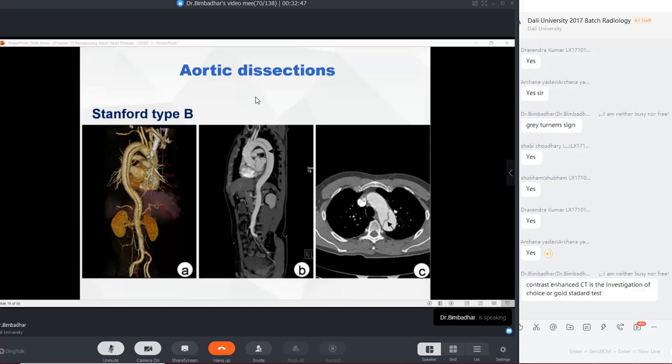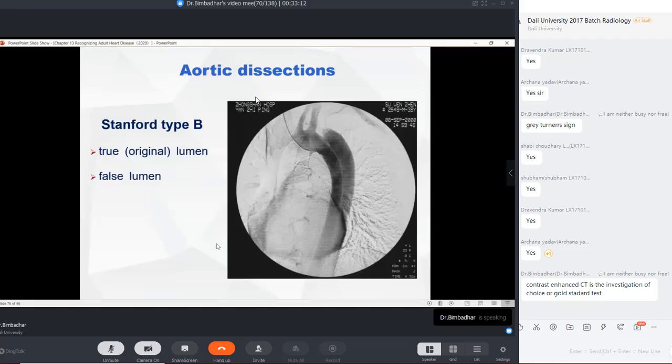It is a very high yielding point in the examinations. All the competitive examinations will generally ask this question so commonly, because they expect undergraduates to learn about this one. Contrast enhanced CT is the gold standard test for aortic dissections and aneurysms. Okay, Stanford type B.